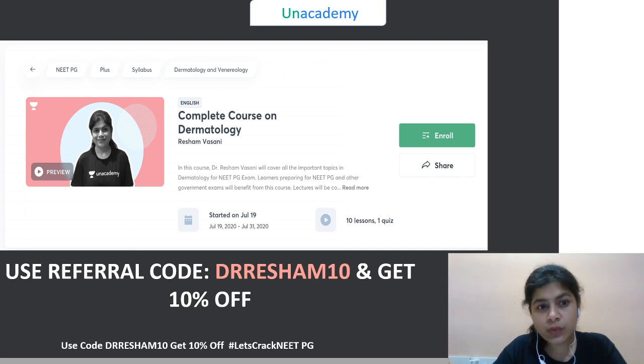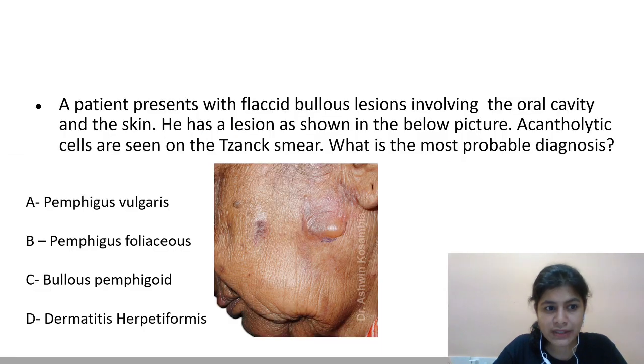Now let's begin with the image-based MCQs. Okay, so now let's go to MCQ 1. Before I start off, a disclaimer. Most of the MCQ images have been taken from the slide set which belongs to the IADVL, that is the Indian Association of Dermatologists, Venereologists and Leprologists, and many slides have been taken from the net as well, and wherever possible I have tried to acknowledge each image. Okay, so now let's begin.